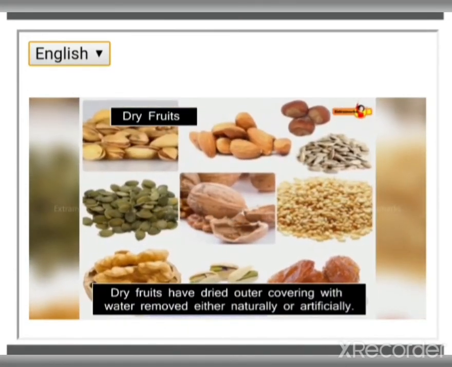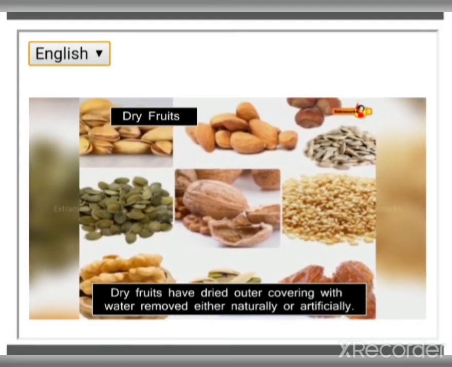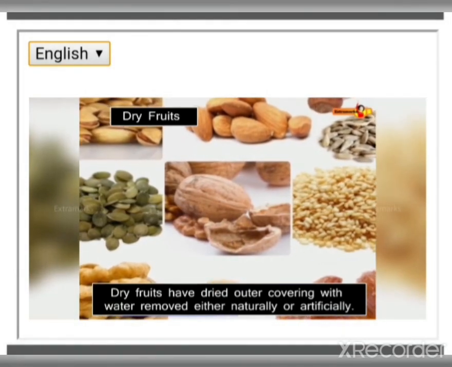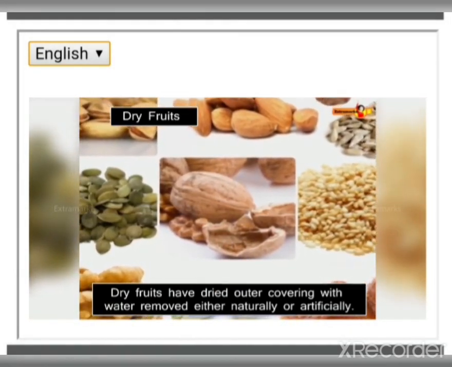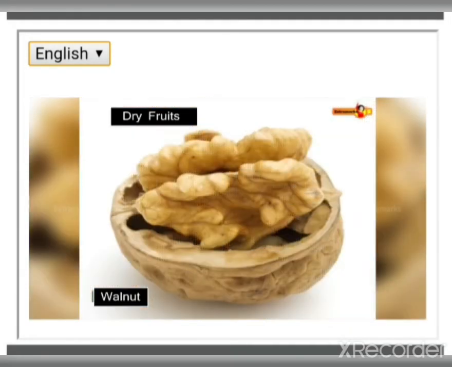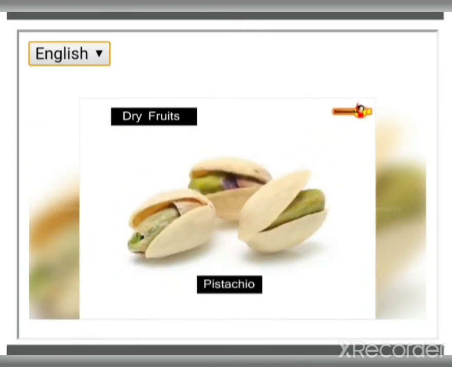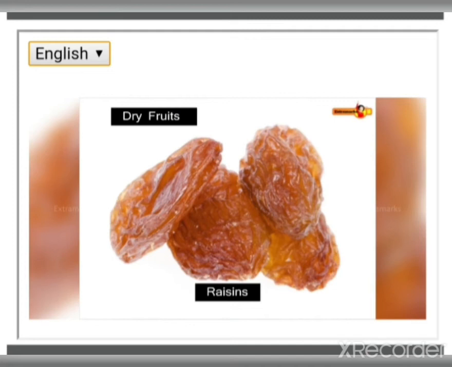Dry fruits have dried outer covering with water removed, either naturally or artificially. Some examples of dry fruits are walnut, pistachio, and raisins.